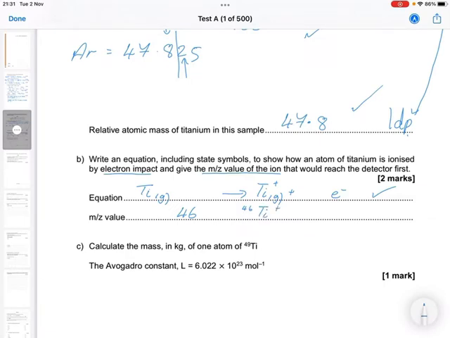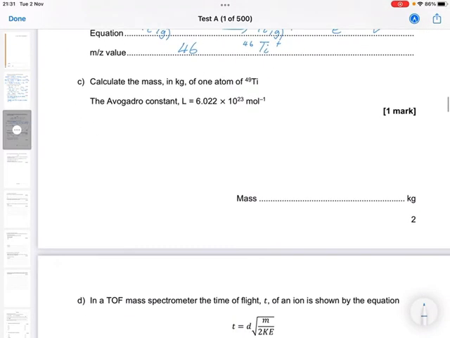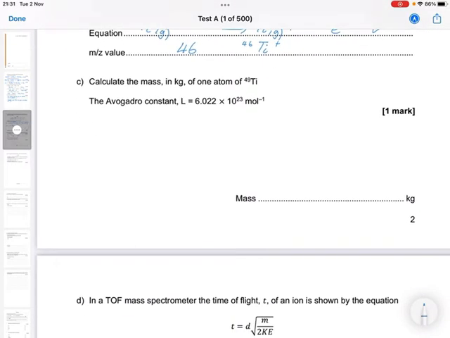Okay. And then part C, calculate the mass in kilograms of 1 atom of 49Ti. There's the Avogadro's constant. So the mass, remember, of 1 atom is equal to, now we've got 49 grams, so it needs to be in kilograms. So I need to divide that by 1,000, which is the same as times 10 to the minus 3. Now that is the mass of 6.022 times 10 to the 23 atoms, because that's what a mole is. So it's 49 grams for every mole of those.